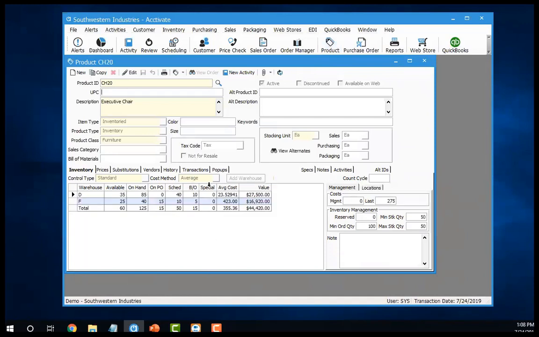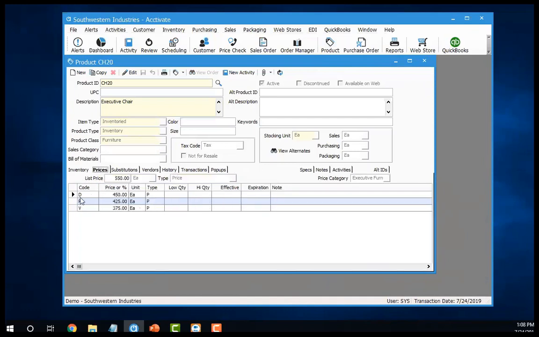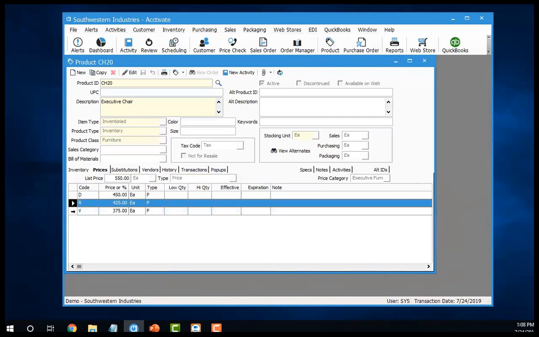All right, so here we have a product. We can go to our prices tab. We can see this product has relationships with other price codes. It doesn't have a relationship with the W price code because we just made it. But this product does have a relationship with this price category, executive furniture. So that's a group of products. You could have a bunch of different products like this one, and you could have a price category that groups all those things together. And your price code prices in relation could be based on that group of products rather than an individual product. So we'll go through how that works.